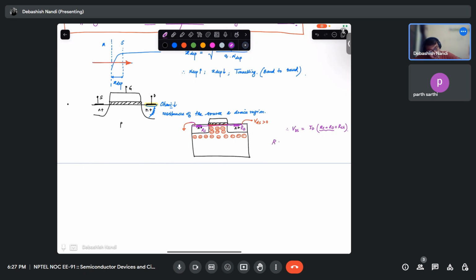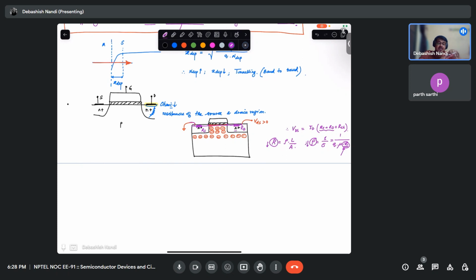So what is R? R is equal to rho L by A. What is rho? 1 over sigma. And what is that? 1 over Q mu times N, right? So if you increase your doping, then your N is increasing. Then your rho is decreasing, or your R is decreasing. So that is another reason why you use highly doped contacts or diffusion regions for source and drain, right? So these are the two things. One is to make it an ohmic contact, absolutely what you have told. Another one is to reduce the series resistances. These are called series resistance effects.